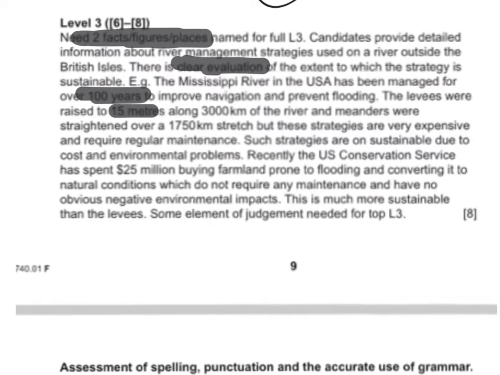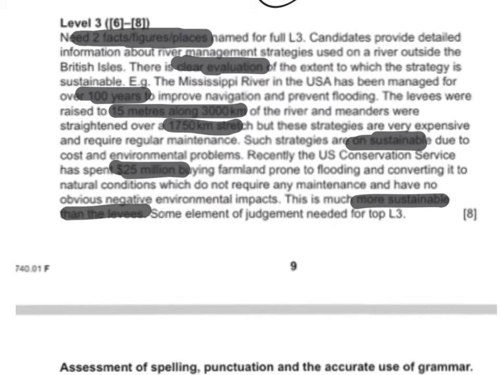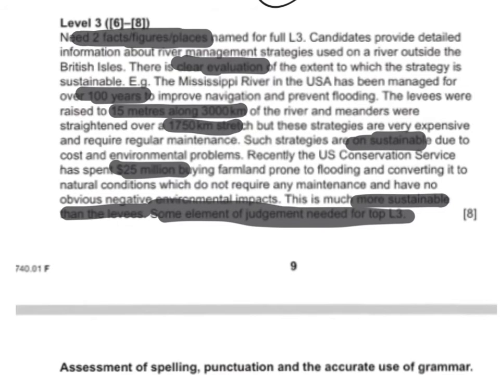There's your figures, 15 metres along 3,000 kilometres, and they've also talked in here about meanders being straightened. These are expensive and require maintenance. Such strategies should be unsustainable due to cost and environmental problems. Recently, they've spent $25 million buying farmland prone to flooding. So there's your fact, figure, place. And this is more sustainable than the levee. So that's the personal opinion bit at the end. When they say some element of judgment needed for top level 3, we're trying to hit that by giving our personal opinion.